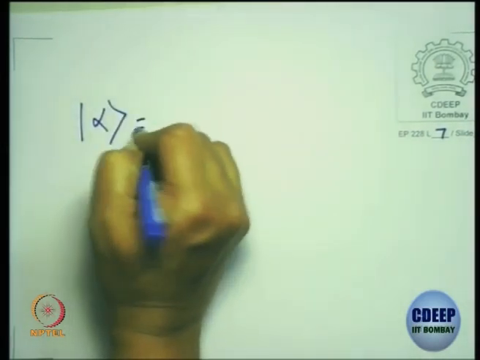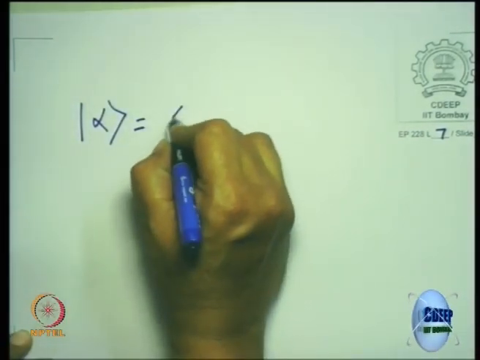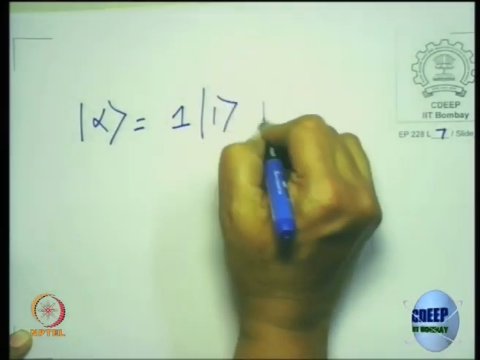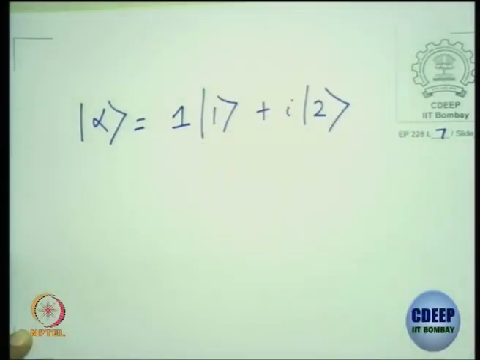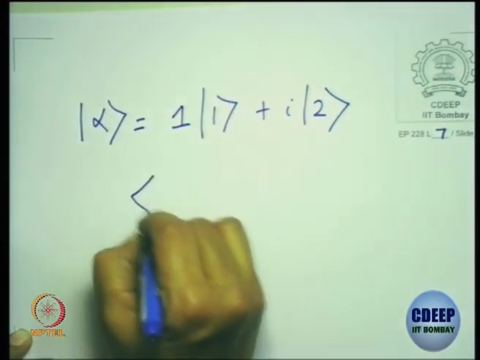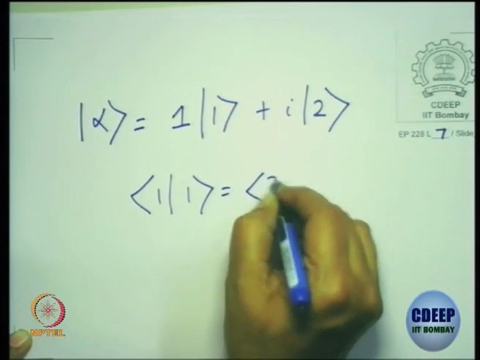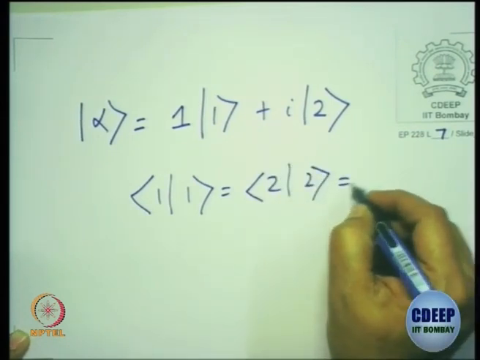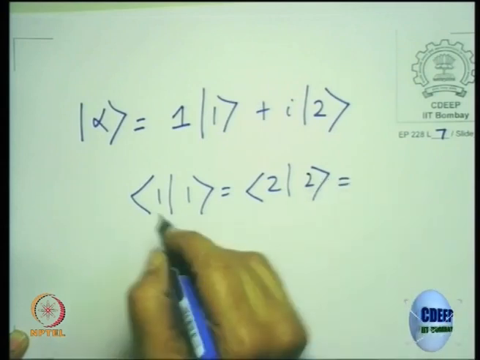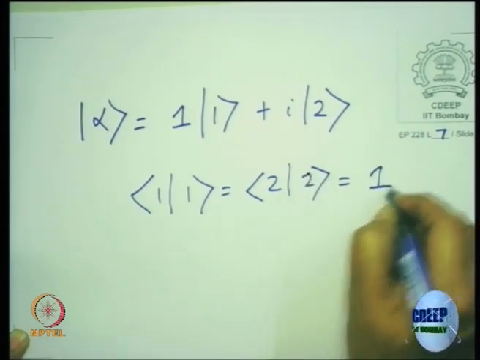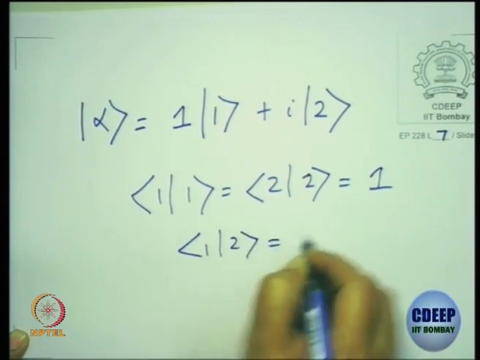For example, suppose I give you a state, let us say alpha, as 1 times |1> plus i times |2>, and I also say that |1> with |1> and |2> with |2> are 1. This is just a notation, you can use Greek letters or any arbitrary symbols. So, this is 1, and I give the inner product of |1> with |2> as 0.